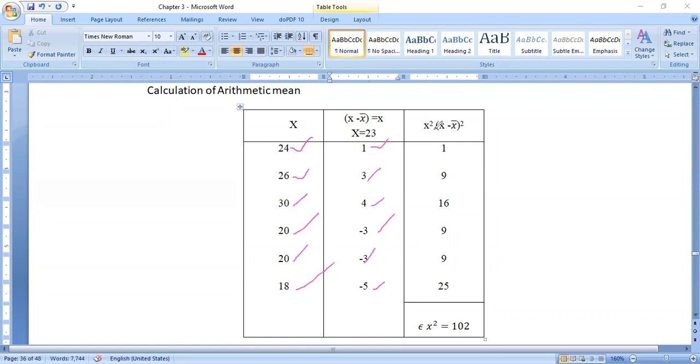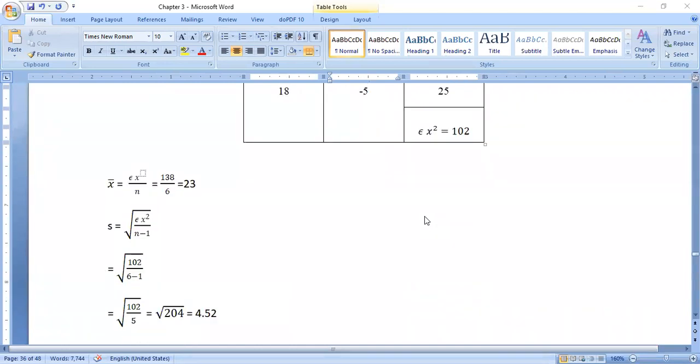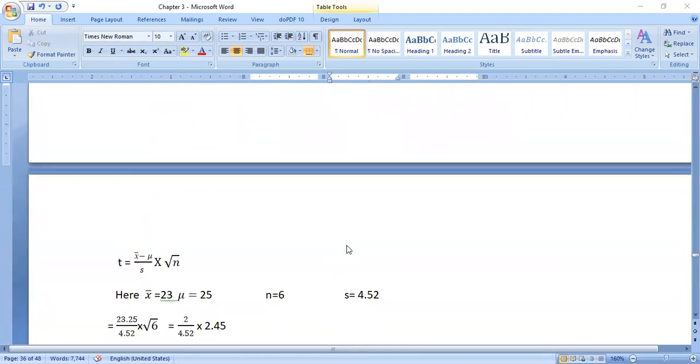After completing these values, x square: 1 square is 1, 3 square is 9, 4 square is 16, 3 square is 9, 3 square is 9, then 5 square is 25. Then finally you will get sigma x square is equal to 102. Then we need to find the s value, under root of sigma x square by n minus 1. Here under root 102 by 6 minus 1. After doing this you will get the value 4.52. Then we got the s value.